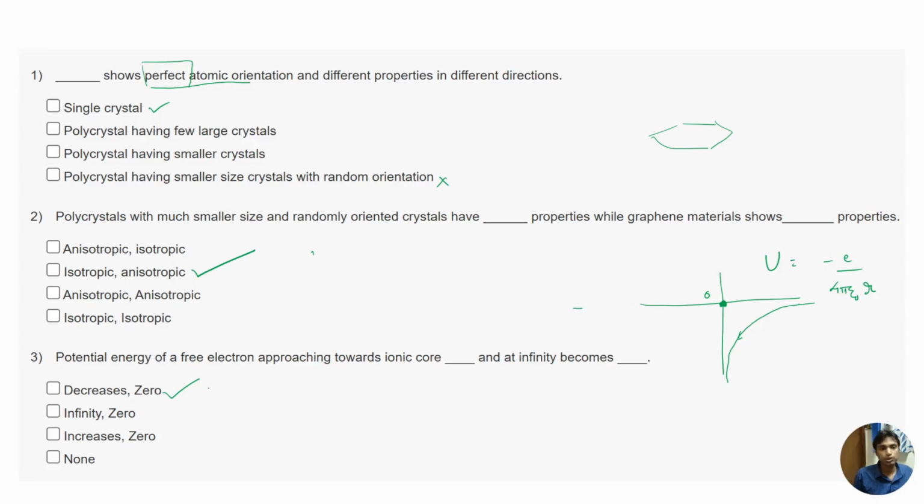So what is the potential energy of a free electron? You have to look at this word: free electron approaching the ionic core. That means r is decreasing, right? So for a free electron, its potential energy goes like this and keeps decreasing. Now, the ionic core is not considered in the Drude model or the Drude-Sommerfeld model. None of them had ionic cores. They were just saying that electrons are free electrons and they don't see the ionic cores at all.